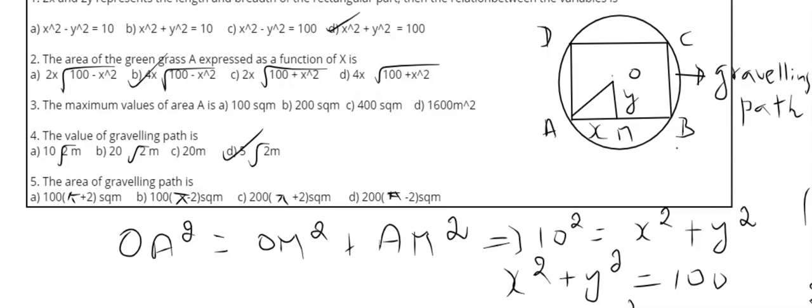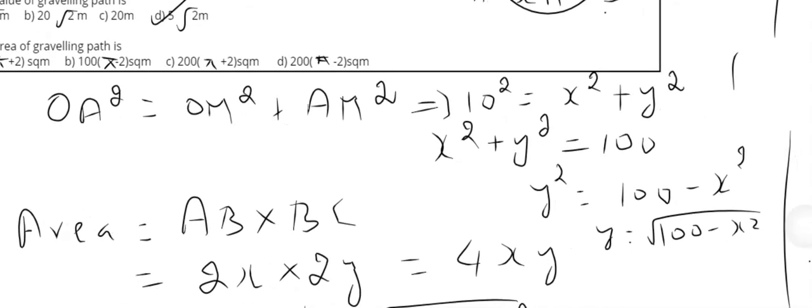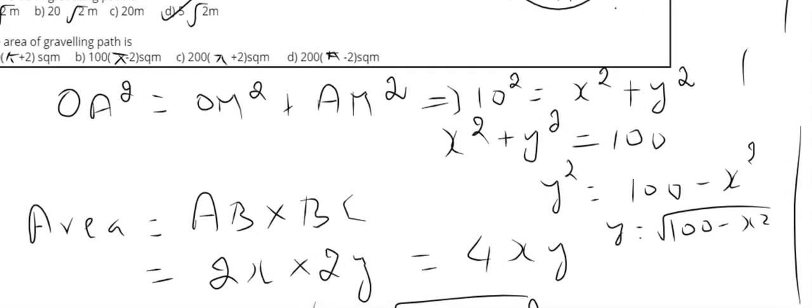Second part. The area of the green grass A expressed as a function of x is: A, 2x times root of 100 minus x squared; B, 4x times root of 100 minus x squared; C, 2x times root of 100 plus x squared; D, 4x times root of 100 plus x squared. Now from this equation x squared plus y squared is equal to 100, we get y squared is equal to 100 minus x squared, or y is equal to root over 100 minus x squared.